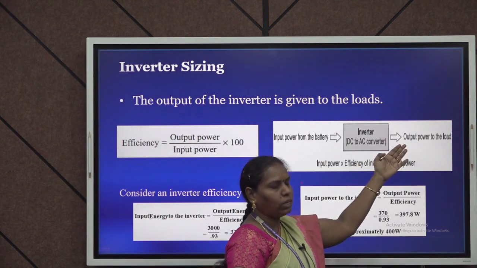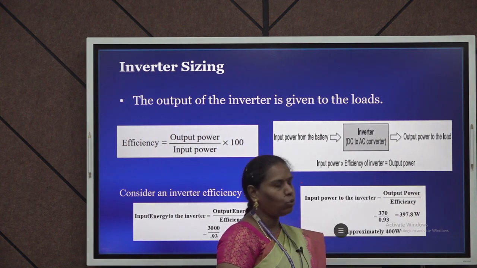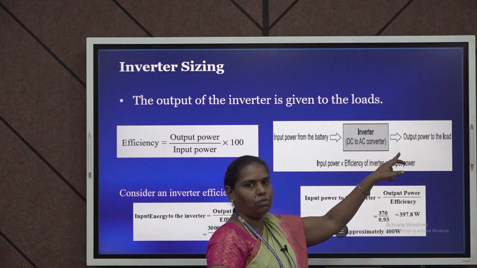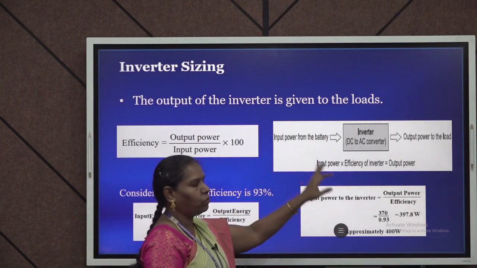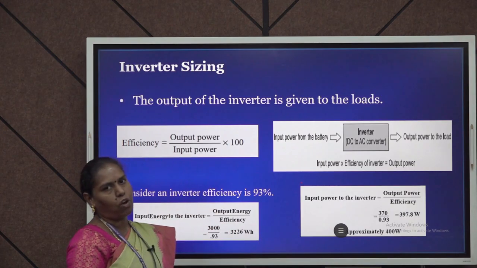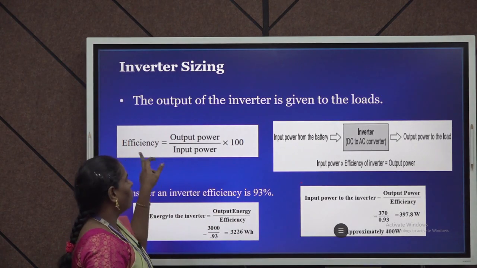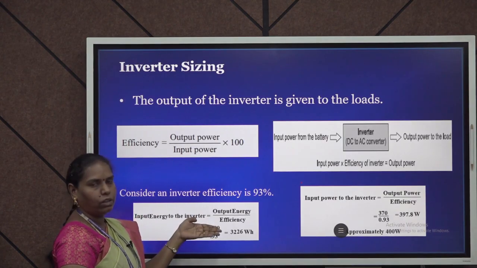From the load estimation, we found the power required for the load in a previous step. So, that means we have found the output of the inverter. In this inverter sizing, we need to find the input energy to the inverter. So, we have to find these two parameters. We know the formula: efficiency is equal to output power by input power. So, we need to find the input power and input energy.